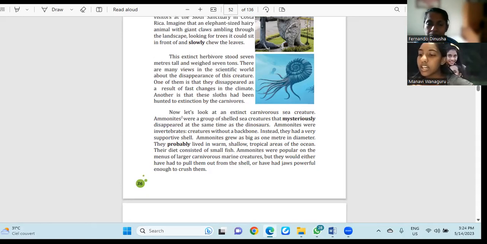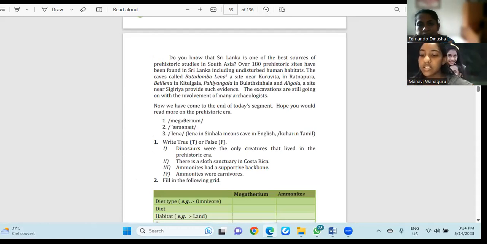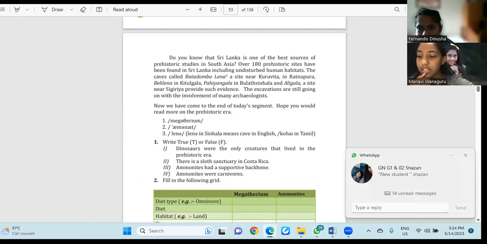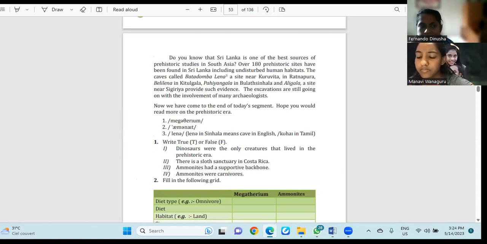Do you know that Sri Lanka is one of the best sources of prehistoric studies in South Asia? Over 180 prehistoric sites have been found in Sri Lanka, including undisturbed human habitats. The caves called Batadomba Lena, a site near Kuruvita and Ratnapura, Beli Lena in Kitulgala, Pahiyangala in Bulathsinhala, and Alugala, a site near Sigiriya, provide such evidence. The excavations are still going on with the involvement of many archaeologists.